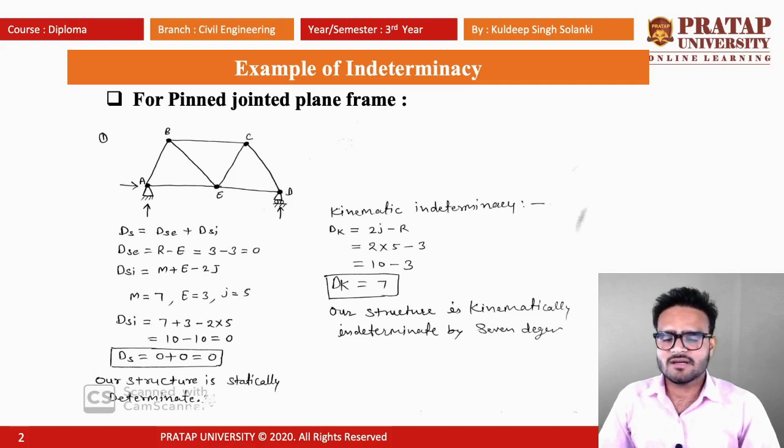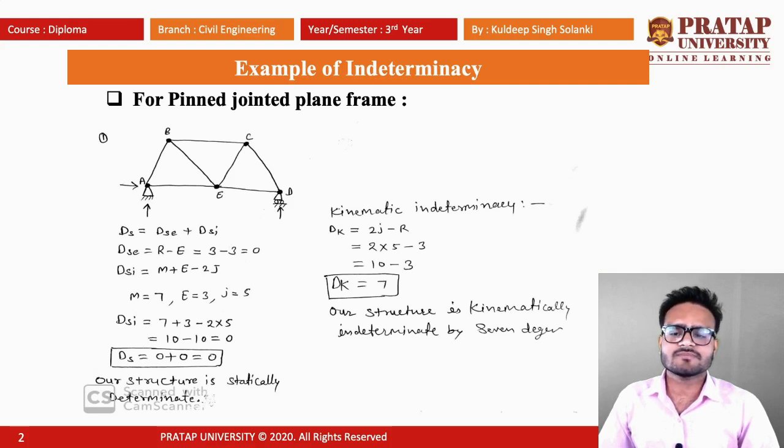This is the truss and we can calculate kinematic and static indeterminacy for this case. Now we calculate the static indeterminacy. So DS is the combination of the addition of external static indeterminacy and internal static indeterminacy. We can calculate separately or combined. In this case we calculate separately. The formula for DSE is R minus E.